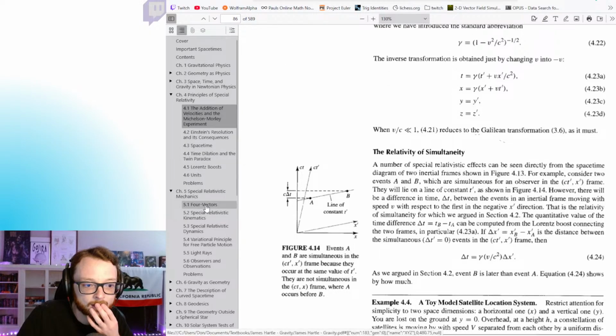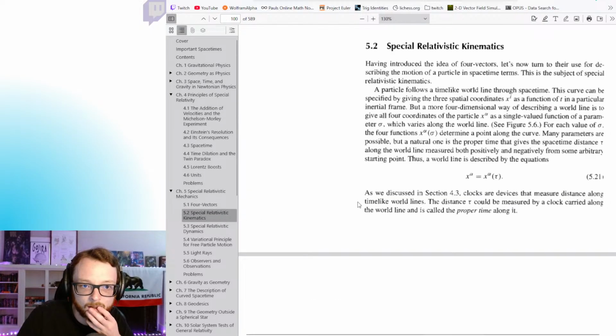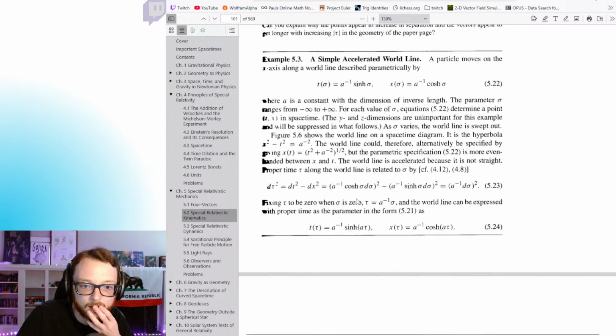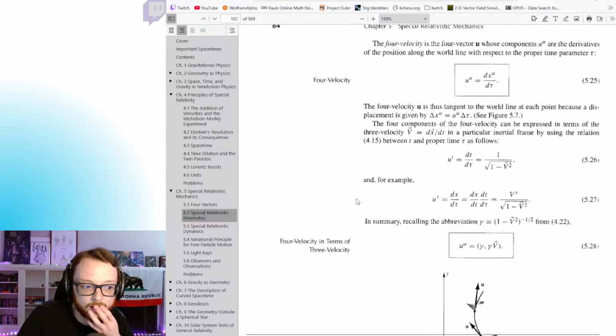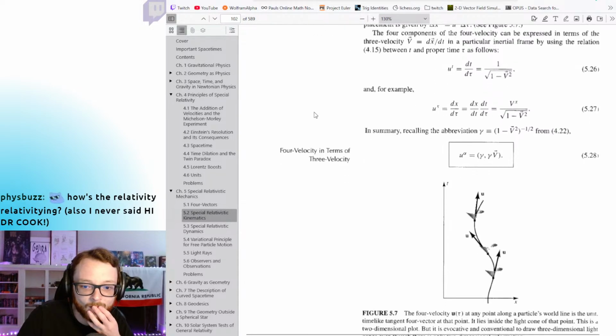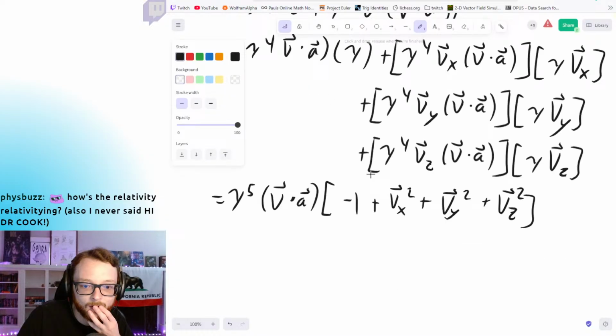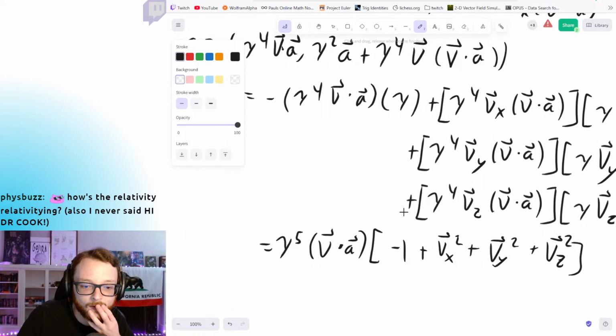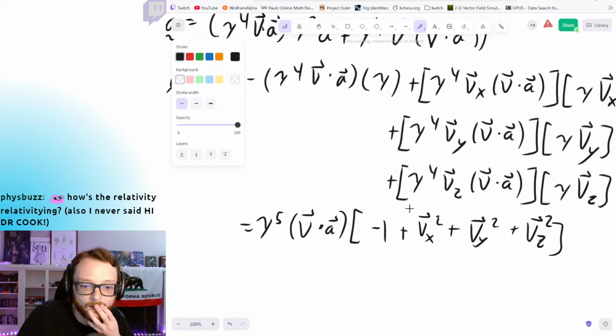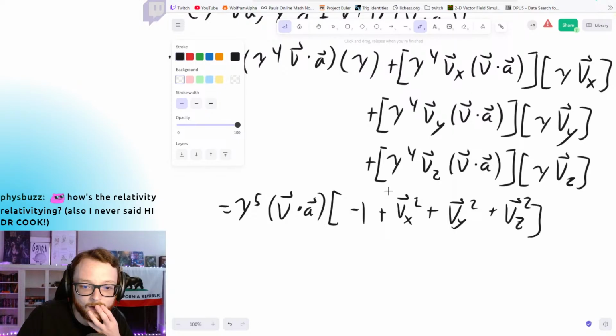Wait a second now. Yeah, because we want that negative one to be a positive one, don't we? Or do we want that negative one to be a v squared somehow?